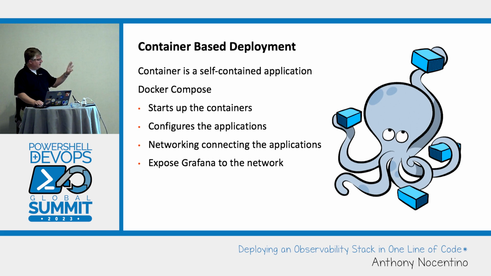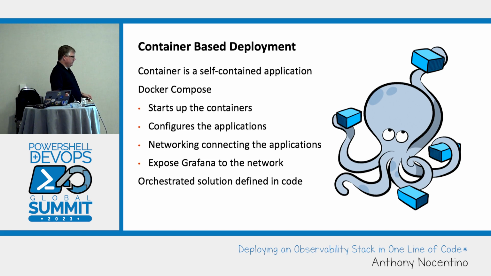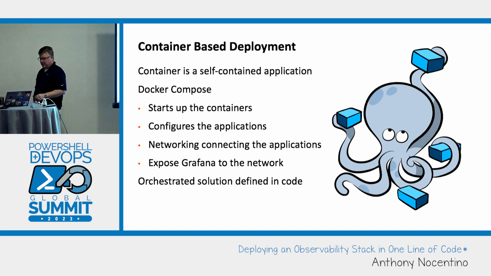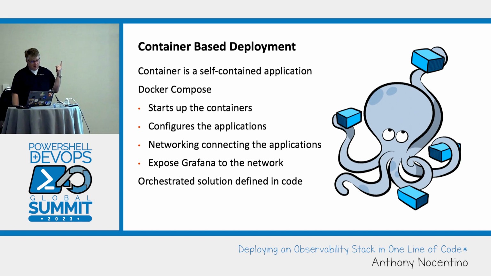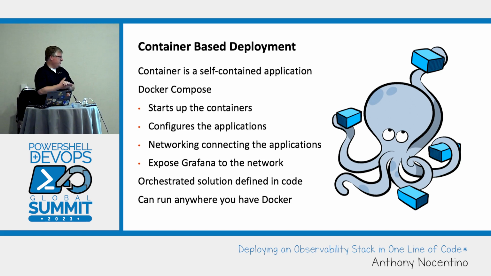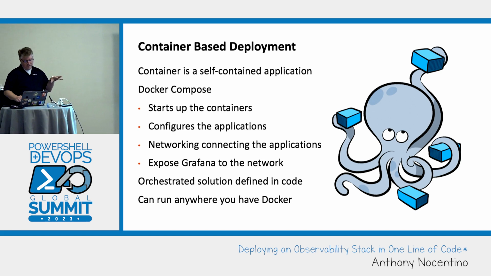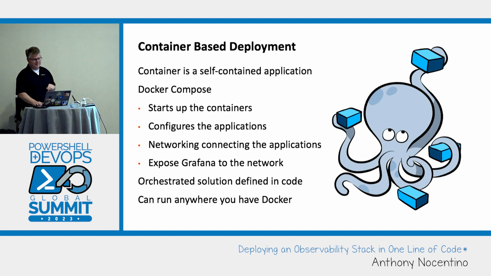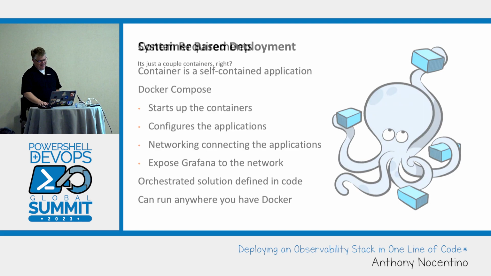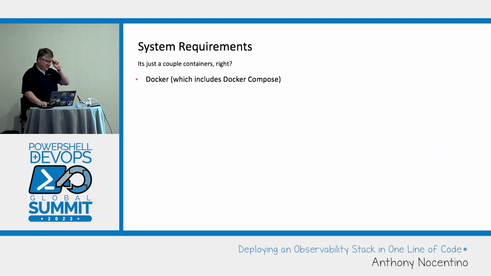And then we're going to take that and expose our Grafana to the public network, right, so people can consume it. And so you really wind up with an orchestrated, defined solution in code, giving you the ability to run one line of code. But really, there's not one line of code, but there is one line of code. And you can run Docker Compose, or run the platform, anywhere you have Docker. And then I get to use these really cool marketing icons, like this little whale thing right here. And so let's get into some things.